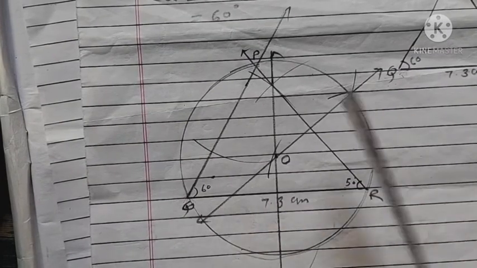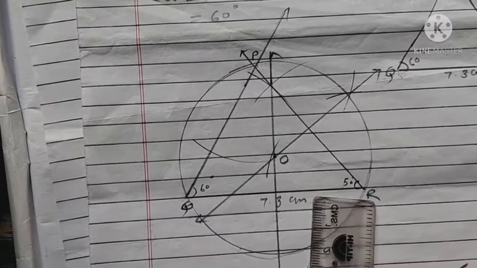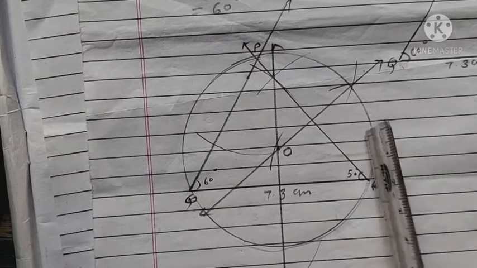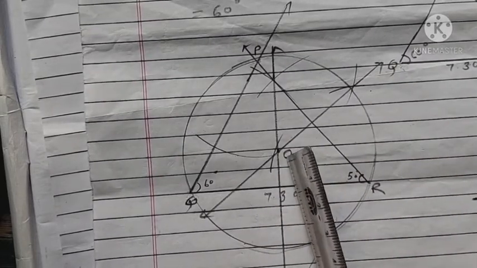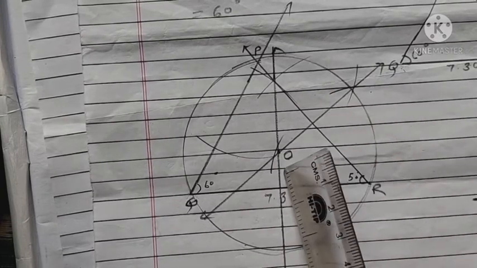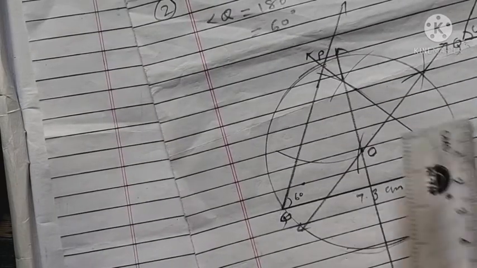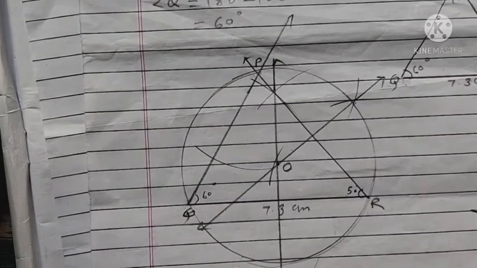Got the idea how to draw the circumcircle? Once again, first of all, draw the triangle of the given measurements. Then draw the perpendicular bisectors of any two sides, and the point of intersection of the perpendicular bisectors is the center of the circumcircle. By considering that point as the center, draw the circle passing through the vertices of the triangle. So this is your circumcircle.